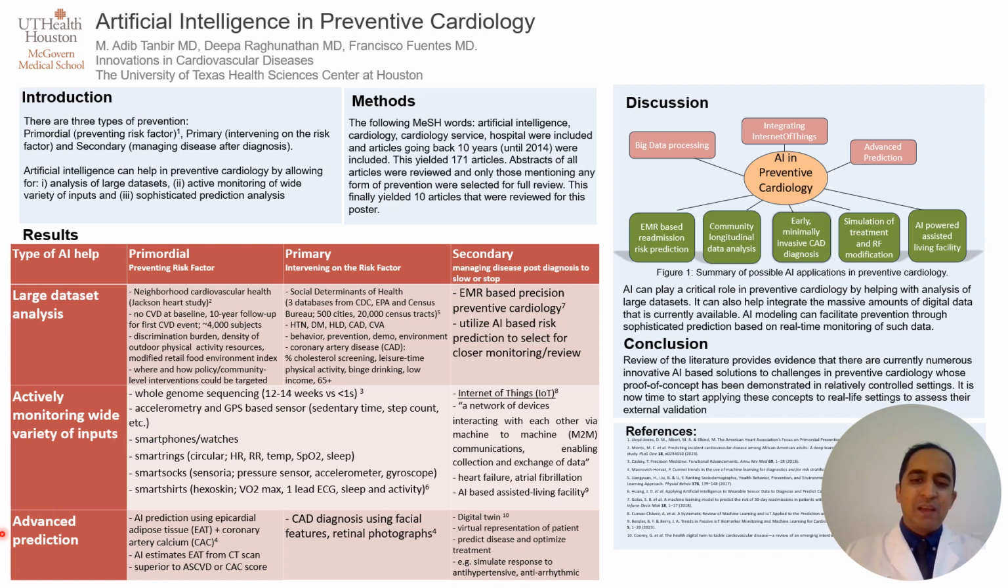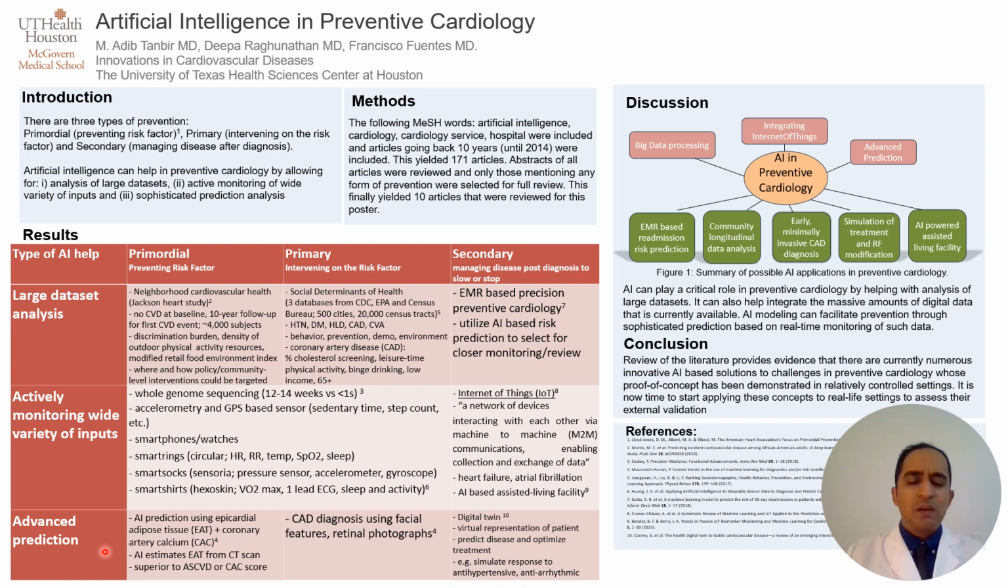Now, lastly, let's talk about perhaps the most exciting application of artificial intelligence in preventive cardiology, which is the ability to do advanced prediction. For primordial prevention, we have a novel scoring system which utilizes epicardial adipose tissue in combination with coronary artery calcium score. The epicardial adipose tissue is the novel information that is generated by AI, and this is done by estimating it from CT scans that may have been obtained for another reason.